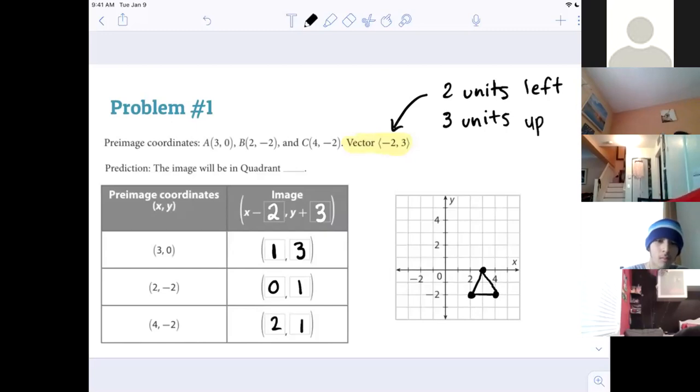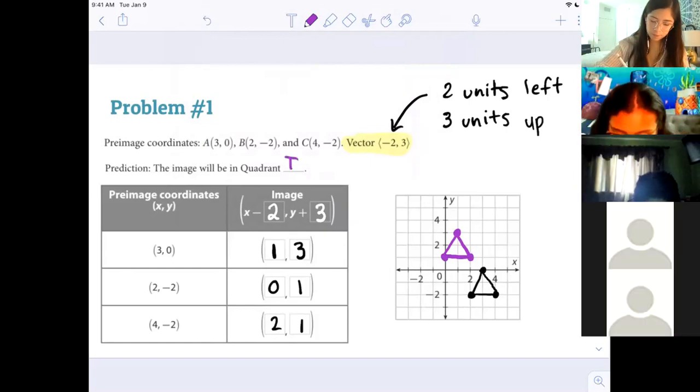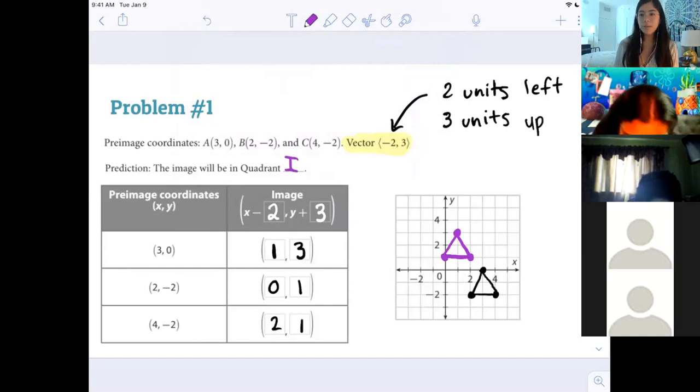All right, now I go ahead and plot those points. So I have 1, comma 3, 0, comma 1, and 2, comma 1. Whose prediction was correct? Where did I end up? Which quadrant? 1. We ended up in quadrant 1. Any questions so far? I'm going to just be calling names from now on. It's going to move us way faster.